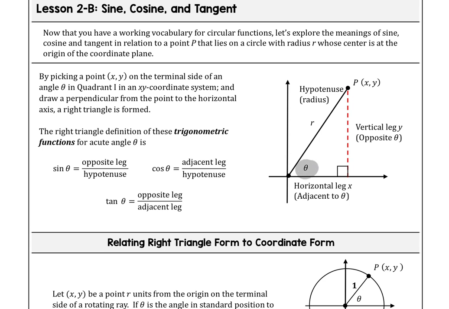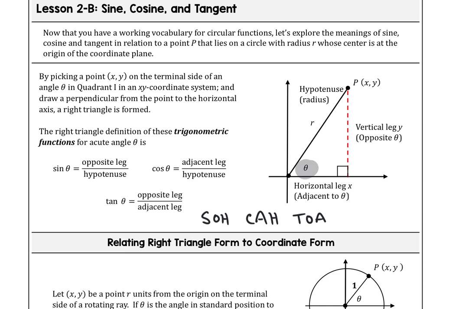Remember what your trig ratios are, that phrase that you learned in geometry, SOHCAHTOA, where sine is the opposite leg over the hypotenuse, cosine is the adjacent leg over the hypotenuse, and then the tangent is formed by taking the opposite leg over the adjacent leg. Okay, and so we use that.